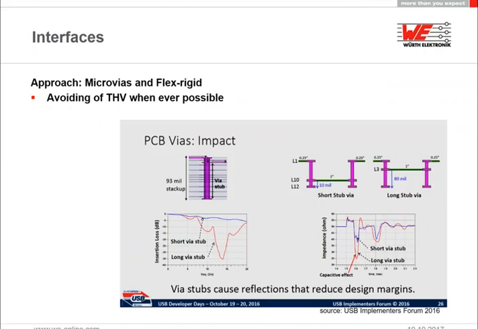One approach to meet these requirements is to use Flexrigid technology. Flexrigid technology helps to avoid connectors and discontinuities along cables and connectors. So this improves signal integrity. And the other thing is to use microvias. Short stubs disturb the signals less. So avoiding through-hole vias whenever it is possible helps to improve signal integrity.